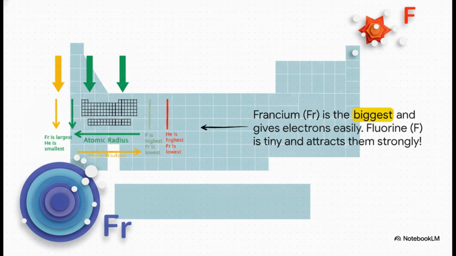And the easiest way to lock this in your brain is to just remember the two corner elements. Down here in the bottom left, we have francium. Think of it as the big, chill giant of the periodic table. It's so big, its outermost electron is miles away, and it just lets it go without a fight. Then, all the way up in the top right corner, you have fluorine. Fluorine is the opposite. It's a tiny, super powerful atom that is the undisputed champion of attracting electrons. The big, chill giant and the tiny, powerful champ.